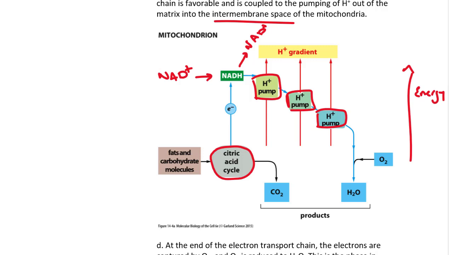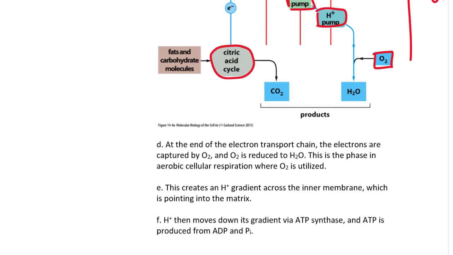And what will happen is that eventually the electrons will be given to O2 and H2O is made. So this is the part in cellular respiration where O2 is used. At the end of the electron transport chain, the electrons are captured by O2 and O2 is reduced to H2O. This is the phase in aerobic cellular respiration where O2 is utilized. This creates an H plus gradient across the inner membrane, which is pointing into the matrix. H plus then moves down its gradient via ATP synthase, and ATP is produced from ADP and Pi.